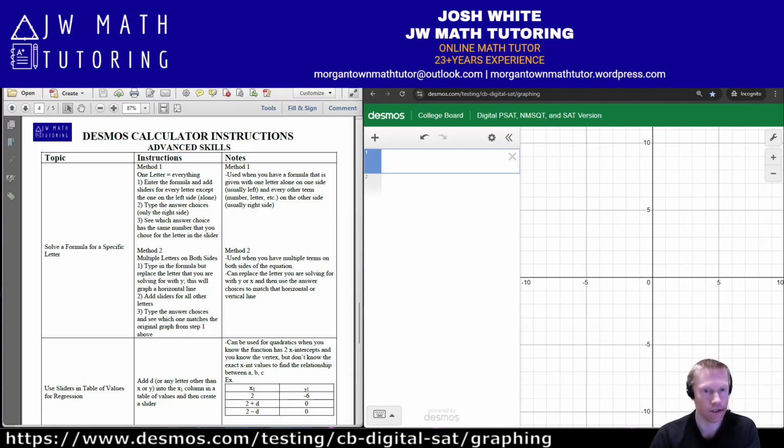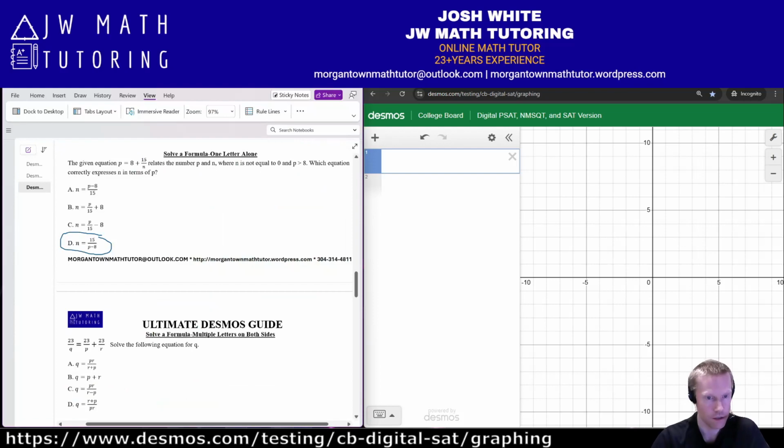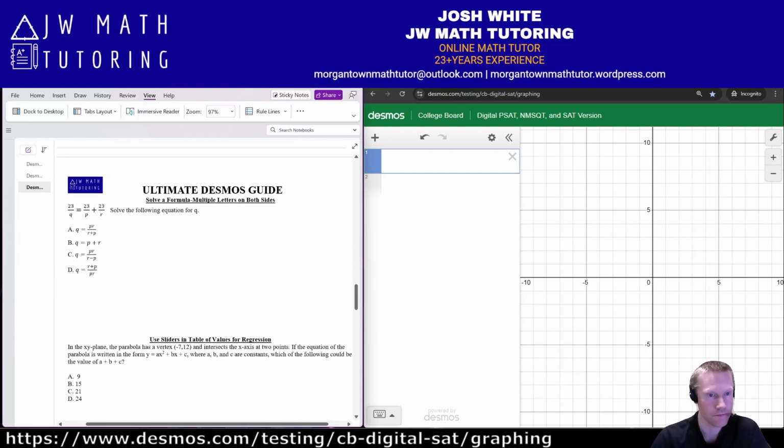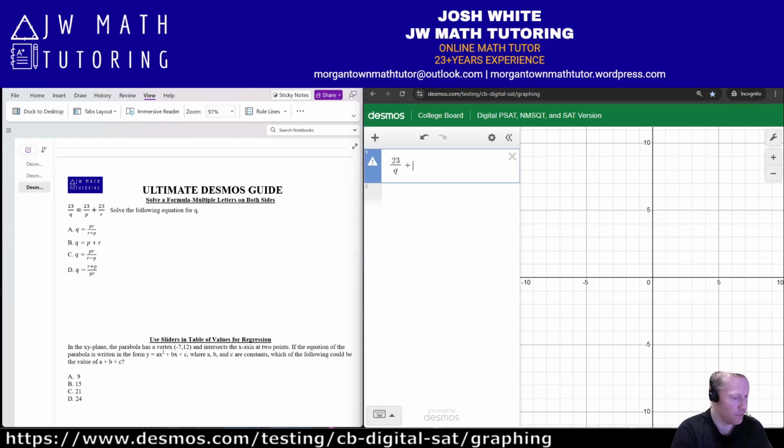Okay, and you could technically use X instead of Y. It would just give you then vertical lines instead of horizontal lines. So if you want to do it that way, that's fine. So just keep that in mind. You could use either X or Y. All right, so now going back to the example problems, here is an example of a formula that we are going to solve for Q. So what I'm going to do first is just type in the formula.